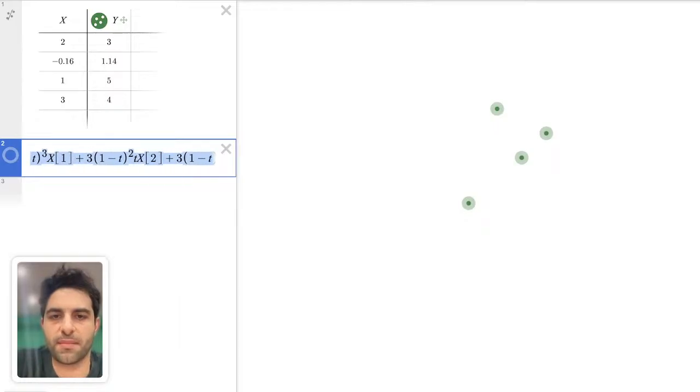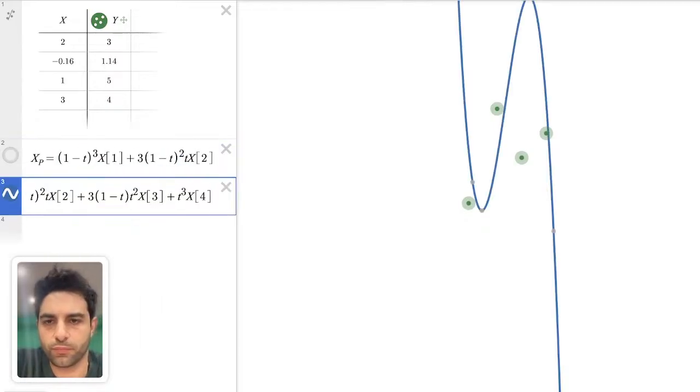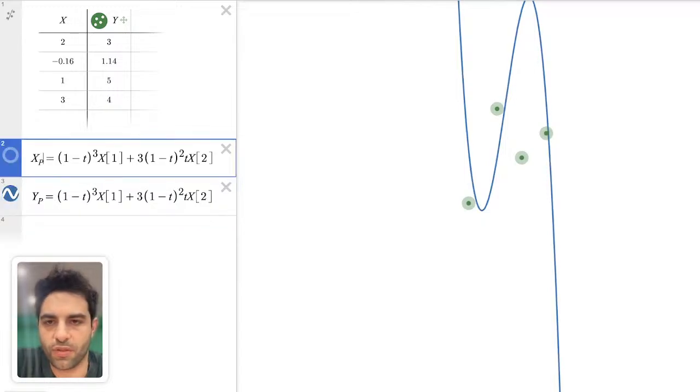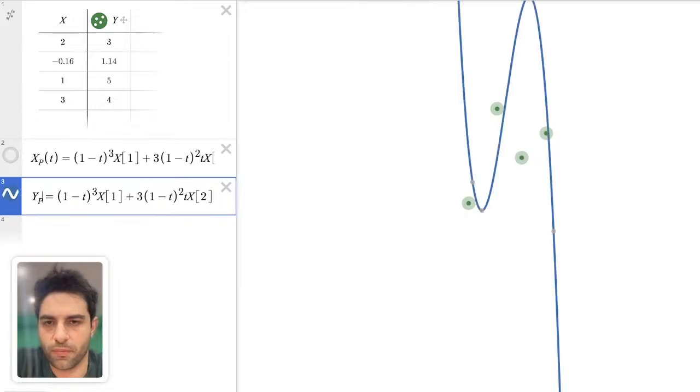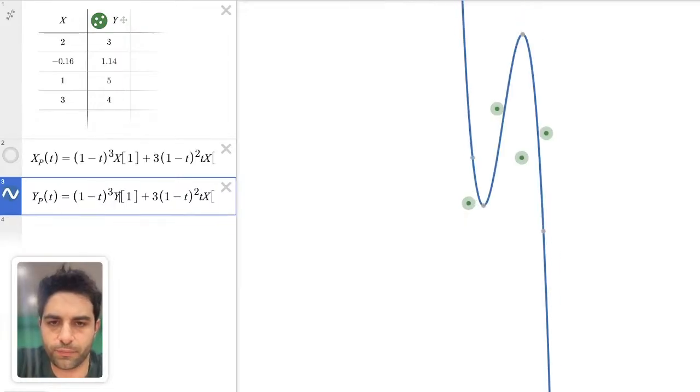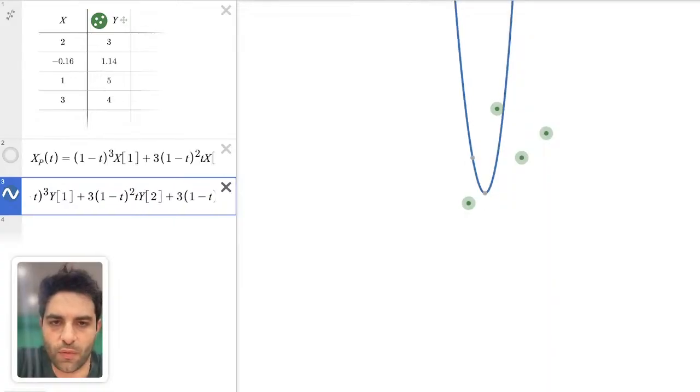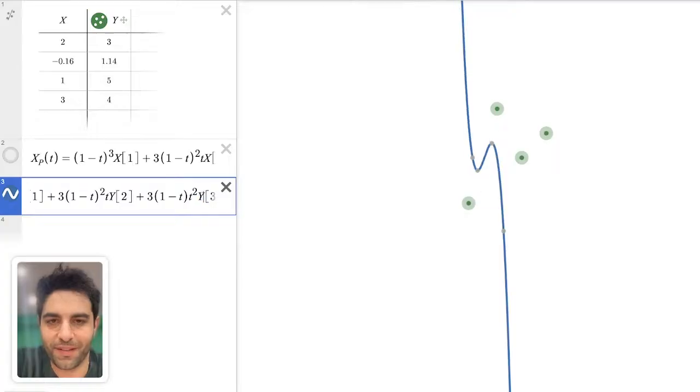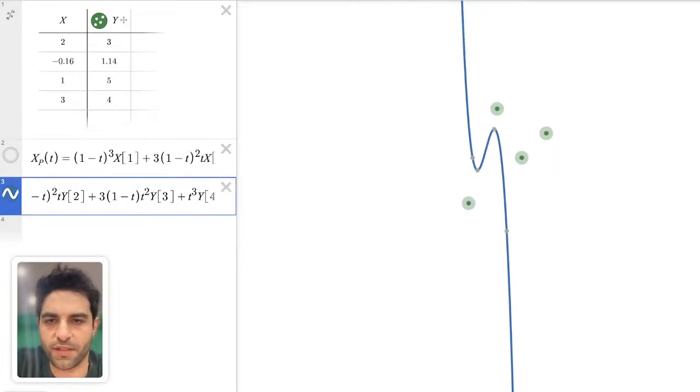Then I'm going to do the exact same thing for y. I'm going to make this a function of t just to keep my life simple. So I'm just swapping all the x's for y's, and if nothing has gone wrong, everything should work. Okay, so this is the equation for x and this is the equation for y.